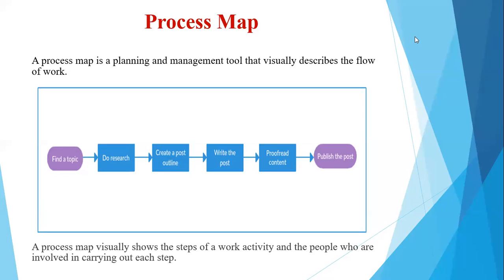So most important, what you can say, is the purpose of utilizing a process map. A process map visually shows the steps of a work activity and the people essentially who are involved in carrying out each of these steps within the process, so that you are able to identify whom you are required to contact in case anything goes wrong. So that's the reason why the people who are involved in carrying out each step are also being mentioned in a process map.